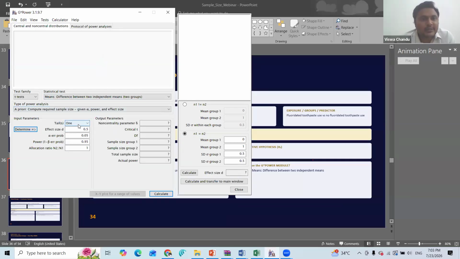So now what do I have to enter? I'll say this is a 2-tail test. These are my default effect sizes. 0.2 is my small effect size, 0.5 is medium, and 0.8 is large. But we will always try to determine the effect size.